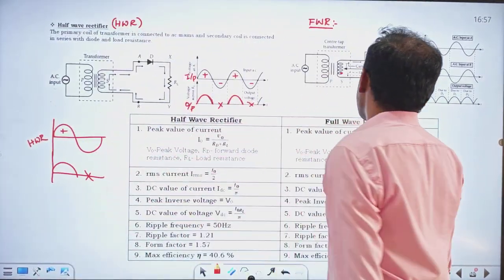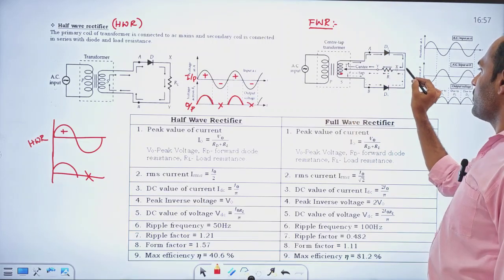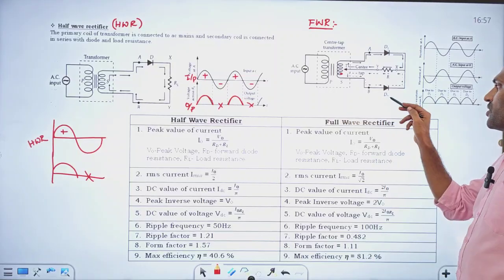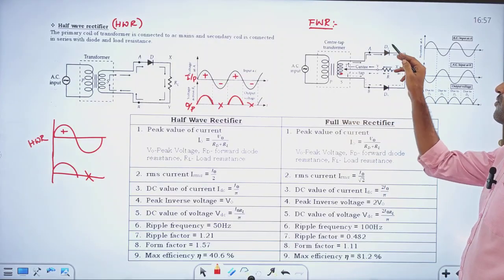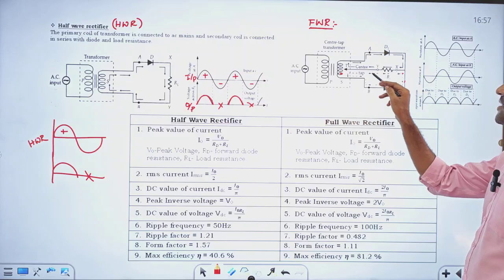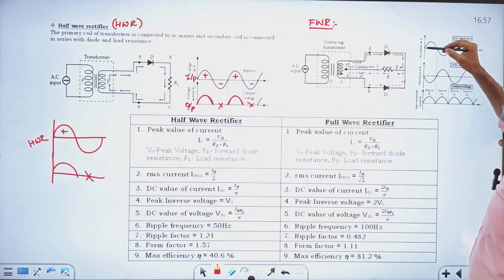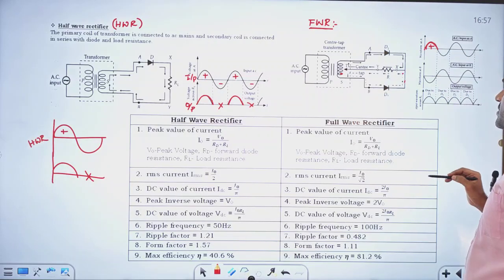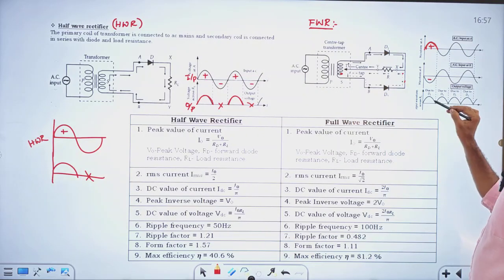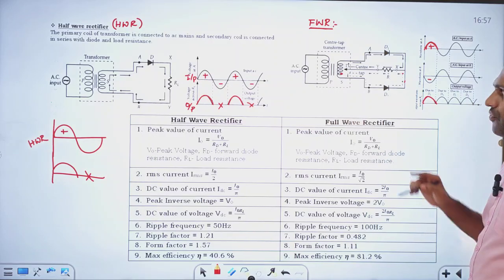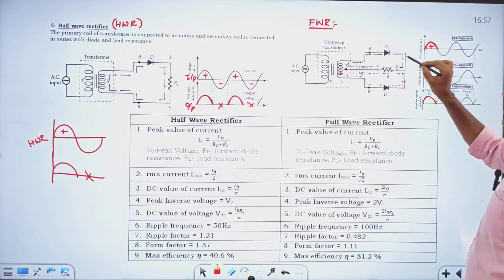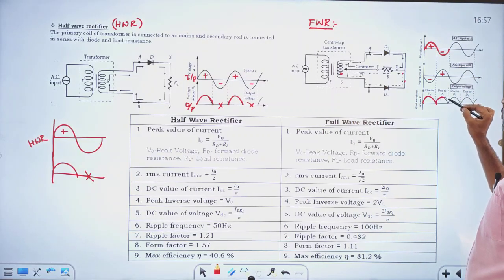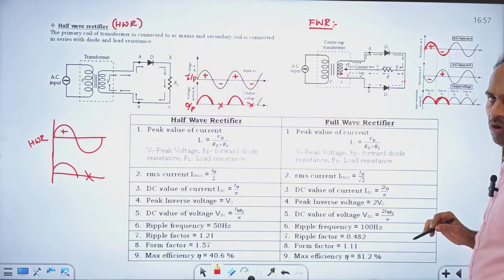In full wave rectifier, see, when D1 is forward biased, current will flow in the load resistor in this direction and D2 will be reverse biased. When D2 is forward biased, D1 will be reverse biased. There is no current from D1, but there will be current from D2. It will flow again in the load resistor. So when the input is in the positive half, when diode D1 is forward biased and diode D2 is reverse biased, there will be output due to D1. When D1 is reverse biased and D2 is forward biased, at that time again we will get output due to D2.